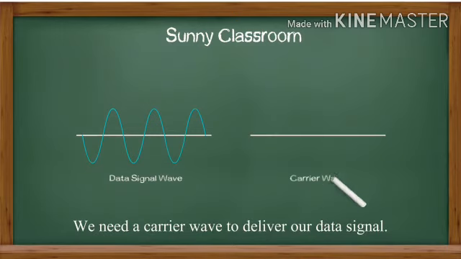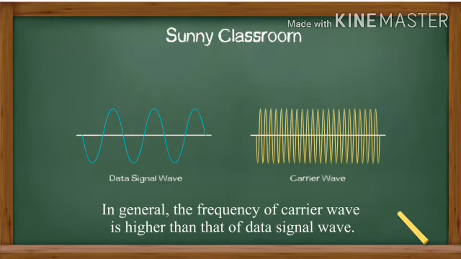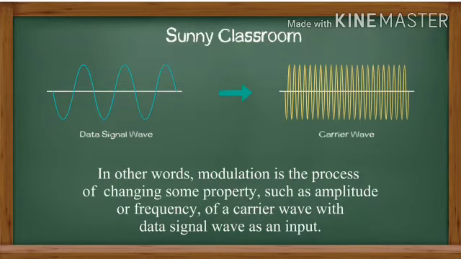We need a carrier wave to deliver our data signal. In general, the frequency of a carrier wave is higher than that of a data signal wave. Modulation is a process imposing a data signal wave onto a carrier wave. In other words, modulation is the process of changing some property, such as amplitude or frequency, of a carrier wave with a data signal wave as an input.